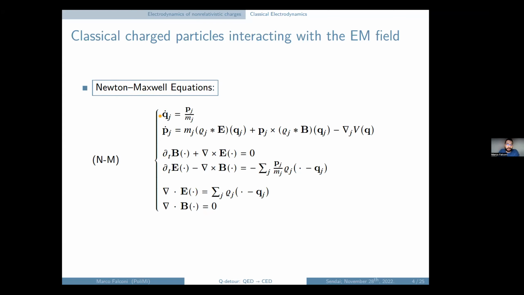Q of the particle J. It goes from 1 to capital N. So we have in principle N different charges, each one with its own mass mj.